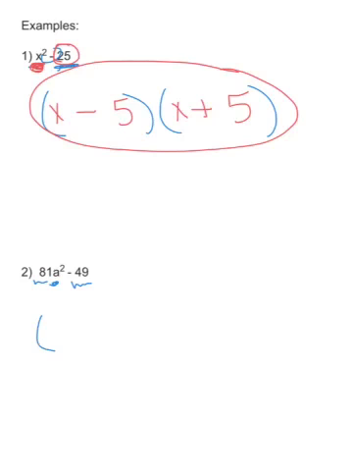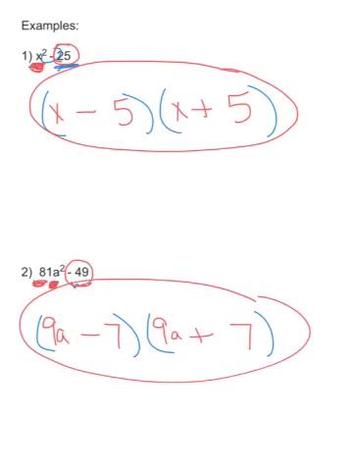So we'll put two sets of parentheses, and we'll start with the first term. So the square root of 81 is 9, and we'll make that the first term in each set of parentheses. The square root of a squared, you're taking half of the exponent, which is 1, a, right beside it. Then we're going to take the square root of 49, which is 7, so that will be the second term. And then we're going to make one a minus, one a plus, and this will be our final answer.